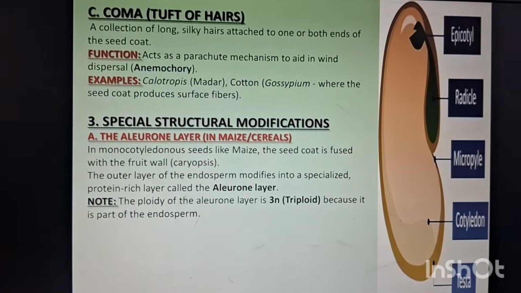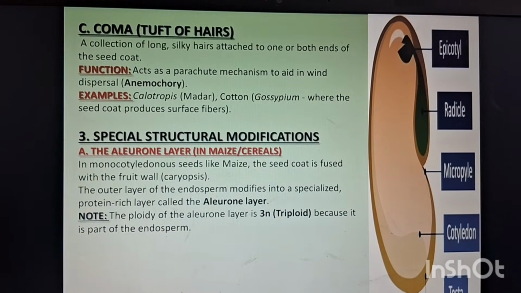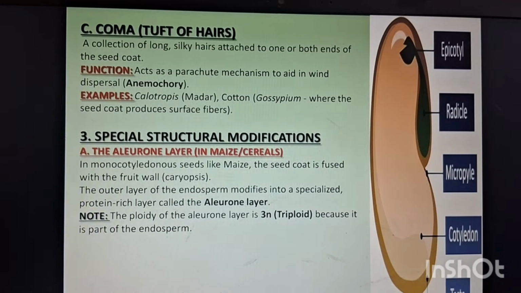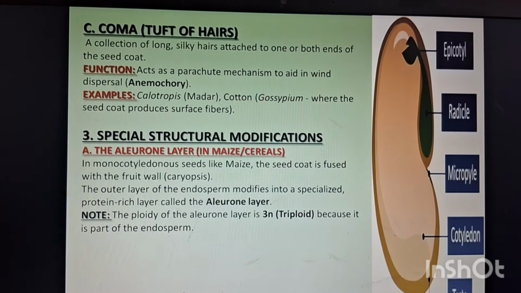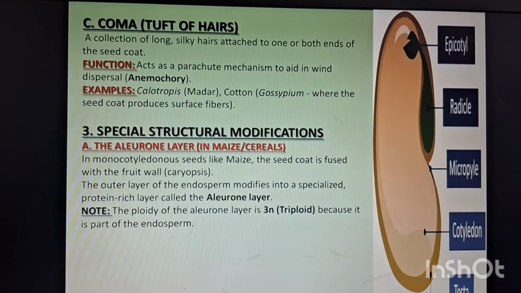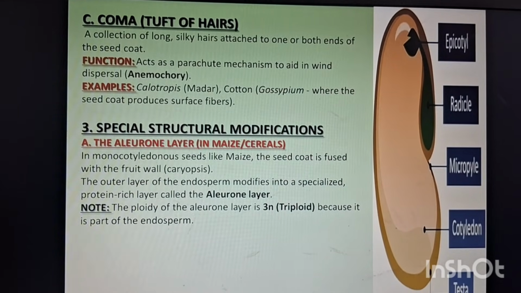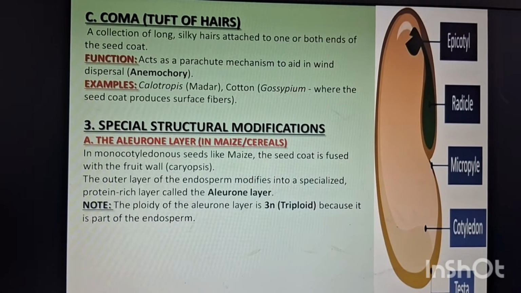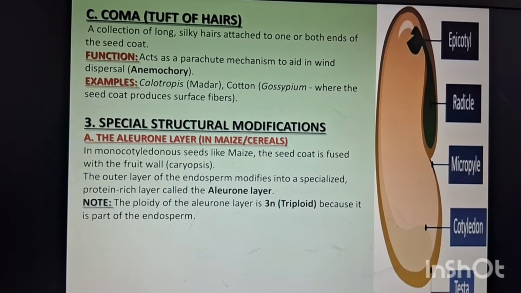Next, special structure modification. First is the aleurone layer in maize or cereals. In a monocotyledonous seed like maize, the seed coat is fused with the fruit wall, that is called caryopsis. The outer layer of the endosperm modifies into a specialized protein-rich layer called the aleurone layer. The ploidy of the aleurone layer is 3n, that is triploid, because it is part of the endosperm.